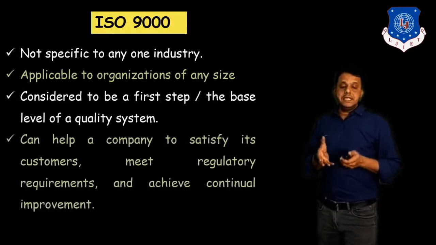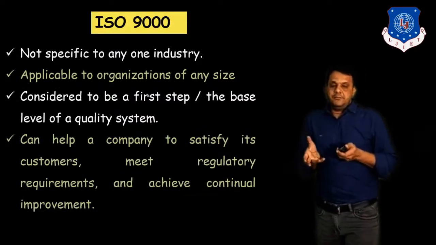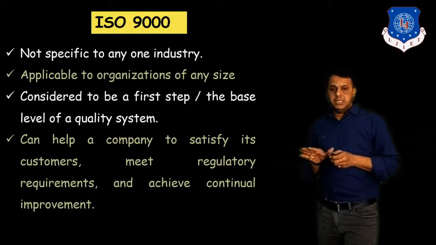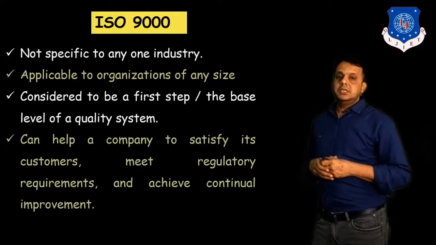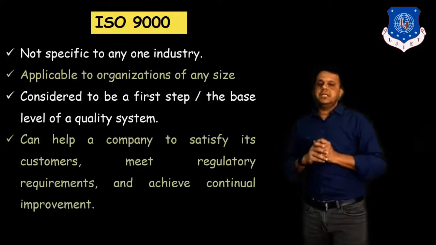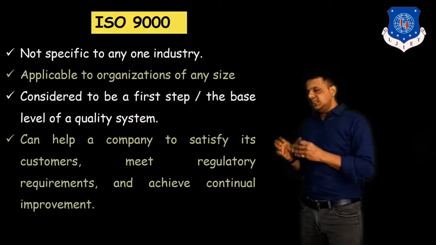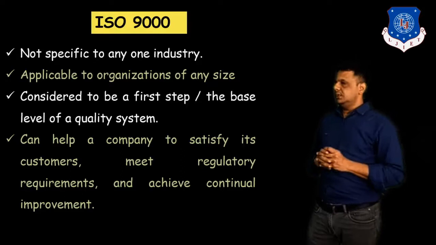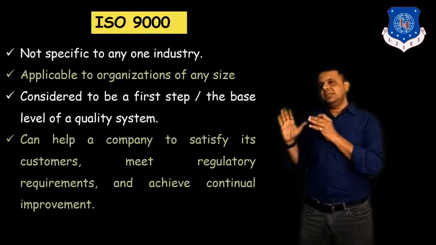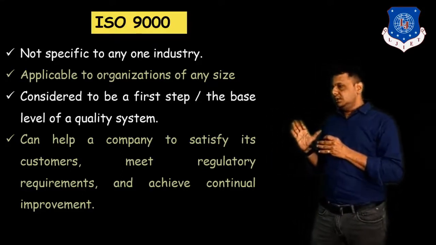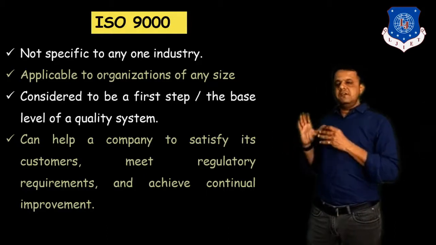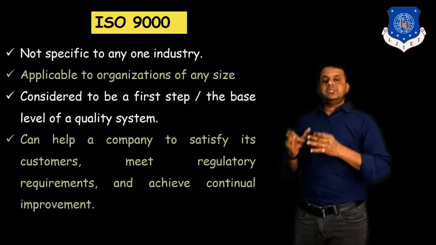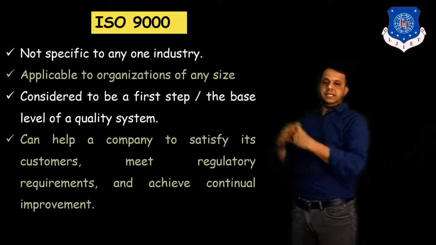It is considered to be a first step, or the base level, of the quality system. It can help companies satisfy their customers, meet regulatory requirements and achieve continual improvement. When we talk about an organization, it is not simply to manage. The way we manage or do any process in an organization, that process must have certain quality.